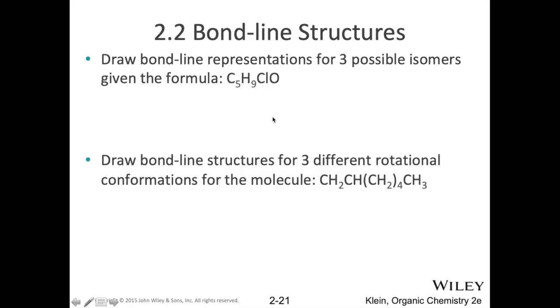Okay, let's try a couple other problems. So here we have the molecular formula C5H9ClO. Now let's try drawing this molecule in different ways. So there are multiple molecules you could get from this molecular formula, so something to keep in mind here. I guess a good starting point would be to start off by drawing your 5-carbon backbone and thinking about how you can connect your 9 hydrogens and your chlorine and oxygen.